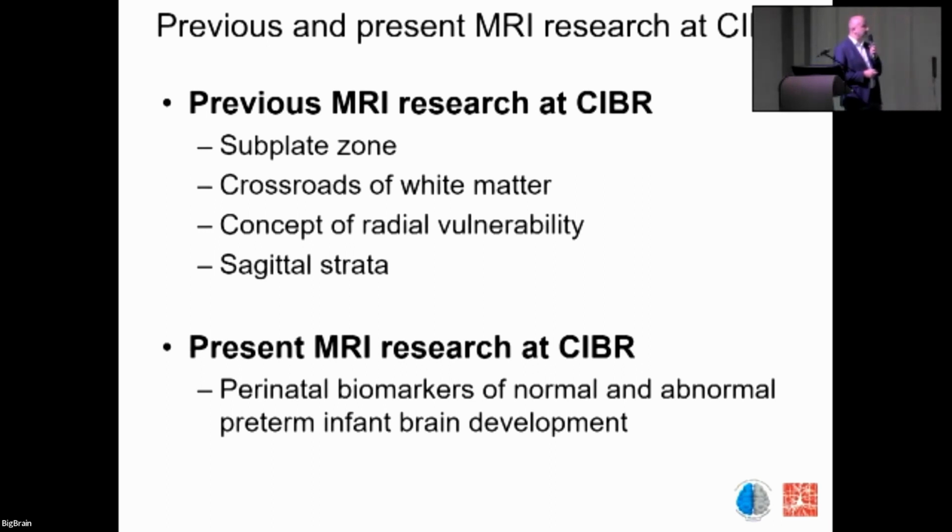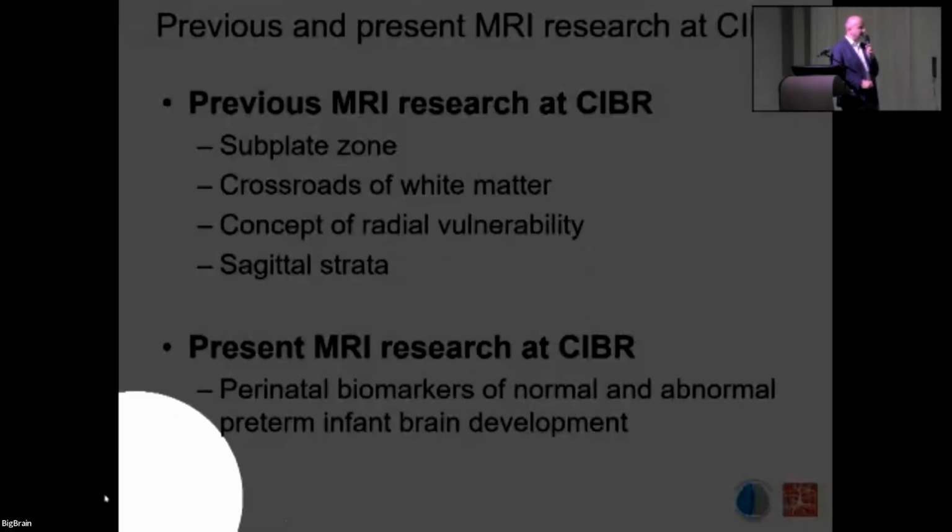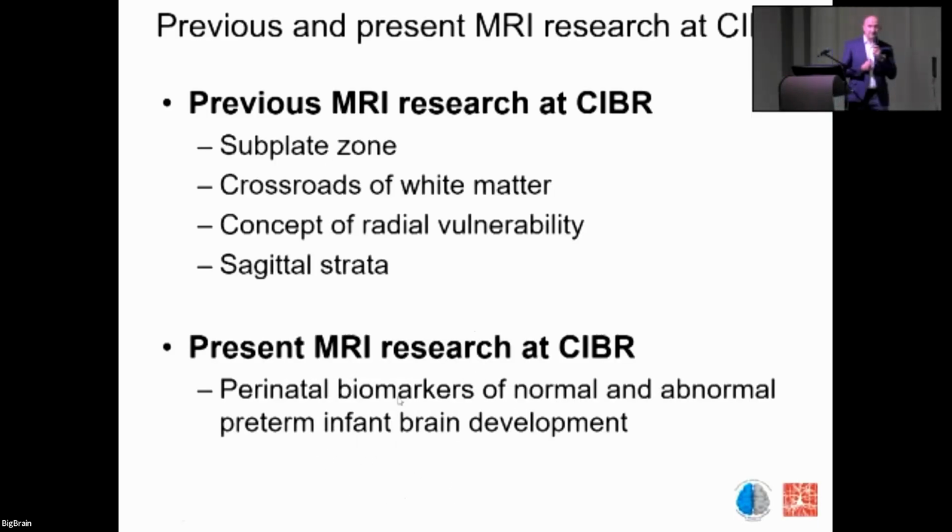And I will show you some of our previous research first, and then I will try to explain the concept of radial vulnerability, which is some kind of connection between basic science and clinical practice. And also I'm going to say something about our ongoing research, which combine all this previous work at our institute with intention to find the perinatal biomarkers of normal and abnormal brain development.